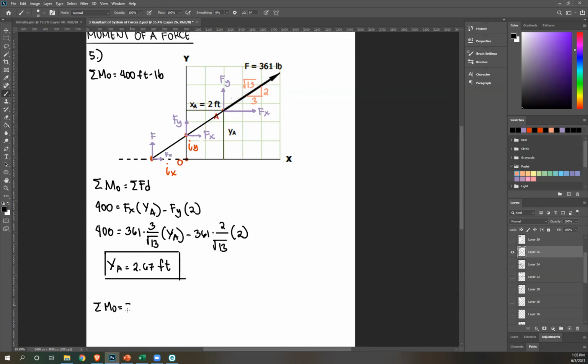Summation of moment about O, once again, is summation of forces times distance. Solve for moment about O, that's already given. Actually, that's 400. And then instead of using component here, we're now going to use component here. So Fx passes through O. So ignoring that, we're left with Fy. So times Fy, which we solved for already, 361 times 2 over square root of 13. Rotate that about O, that's clockwise, so positive. And then perpendicular distance of Fy to O is IX. So times IX. Please solve what's IX.